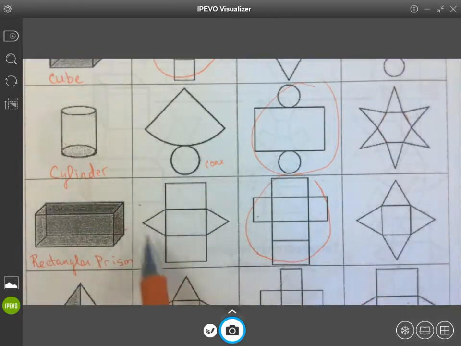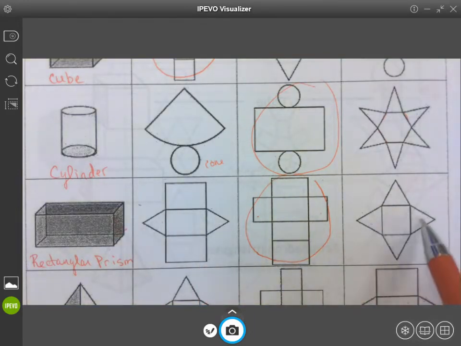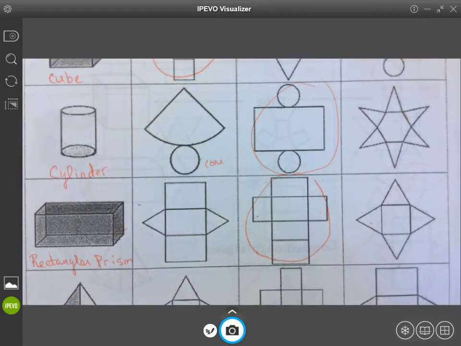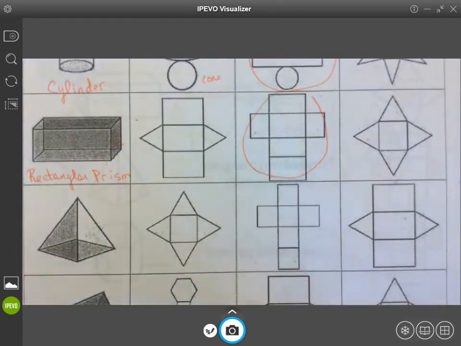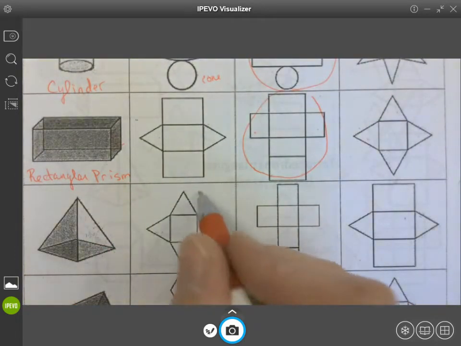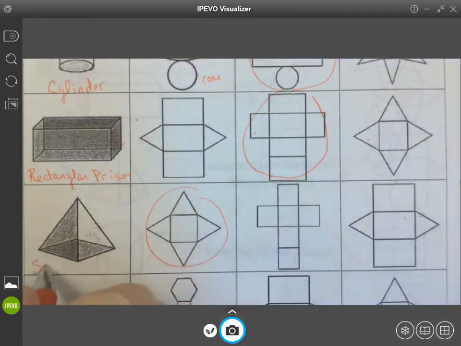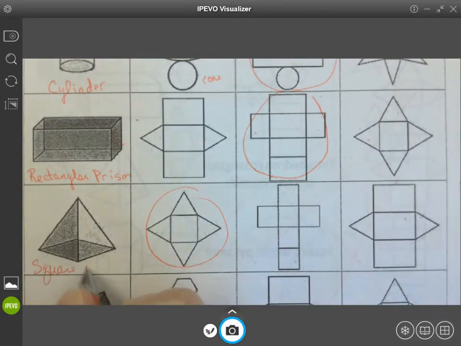What would this one be? This would be a triangular prism, and this would be a square pyramid. Okay, oh, I just gave it away. This one is a square pyramid, isn't it? Square.